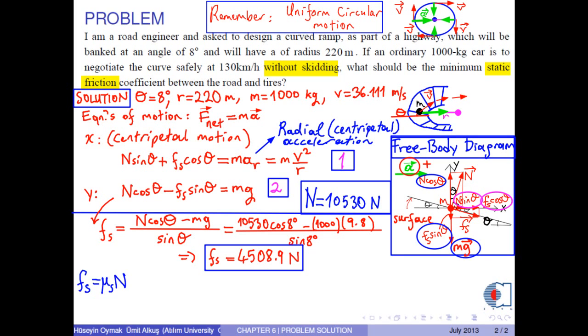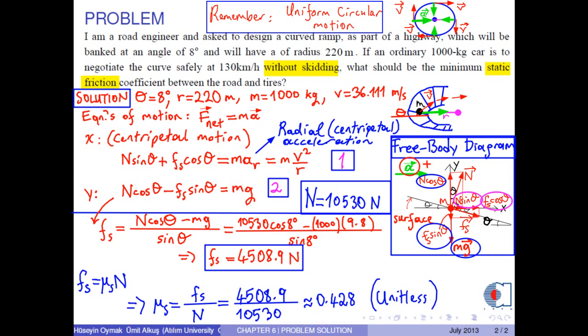Now, using the relationship between the frictional force and the normal force, we obtain an expression for the static friction coefficient as Fs over N. With the numerical values, we get approximately 0.428, which is a unitless quantity. Okay, the result brings us to the end of the discussion of this problem.